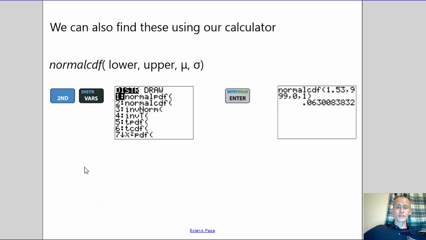We can also use our calculators to do this. So I've outlined the steps right here. You're looking for the calculation or the function normal CDF. So to do that, you hit second vars. The vars is by the arrows. And then you get a screen that looks like this. We are interested in normal CDF. So that's option number 2. You're going to select number 2 and then hit enter.